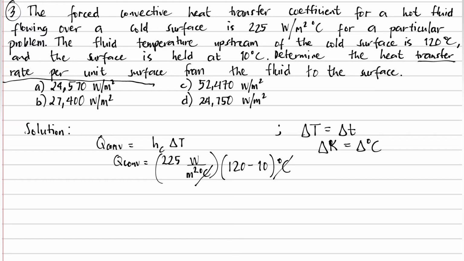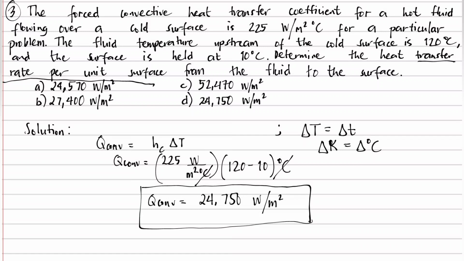So, kapag sinolve mo yan, ang lalabas na heat of convection natin na naka per square meter is 24,750 watts per square meters. So, ito ang ating final answer. So, doon natin siya makikita sa letter D. Okay? So, let's proceed to problem number 4.